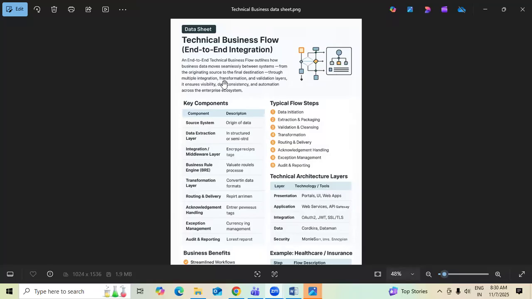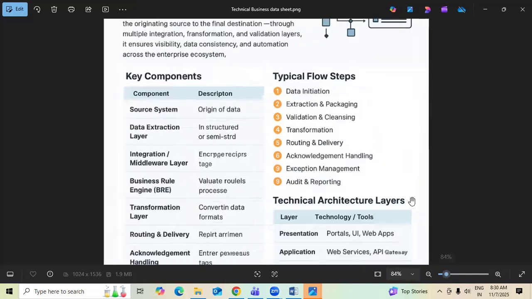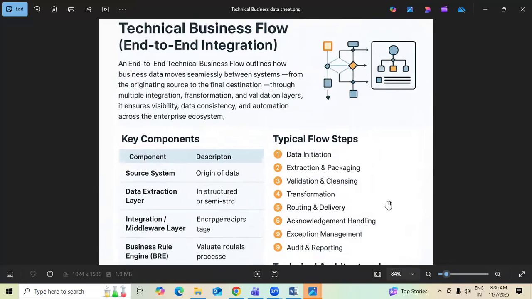So, as far as the technical business analysis flow itself is concerned, we must know what the different key components are, and at the same time what the typical flow steps involved are. When we try to understand the technical business flow, it majorly outlines how business data moves from one system to another system, either from the origin sources to the final destination.